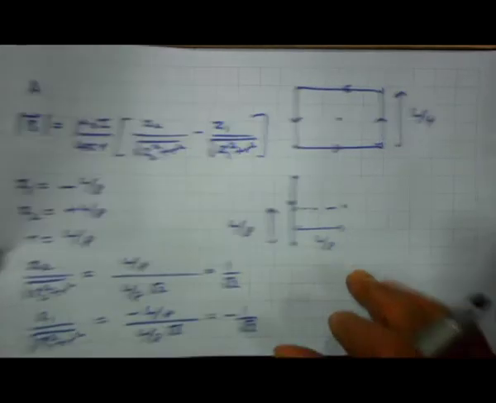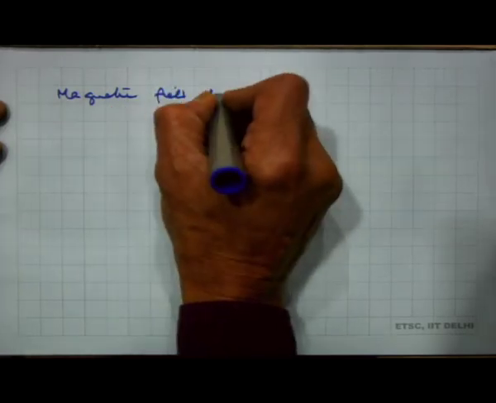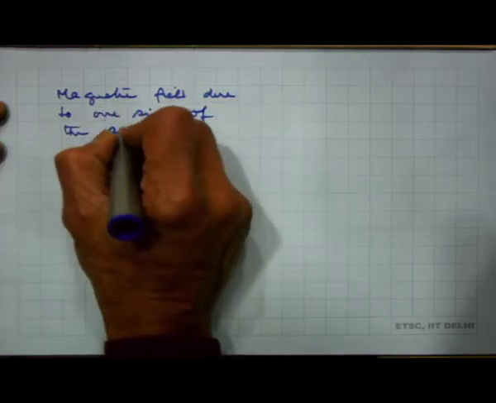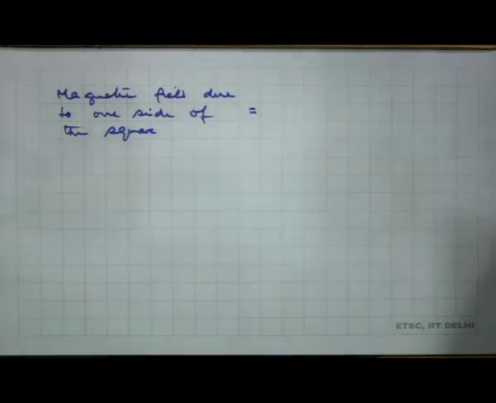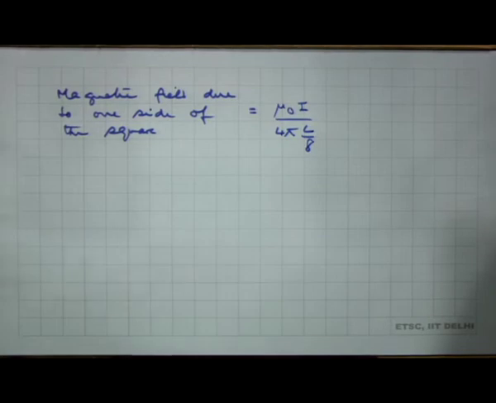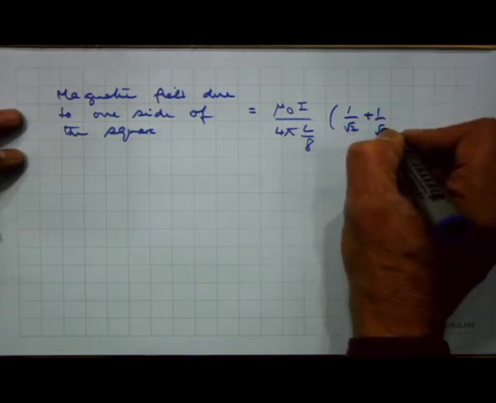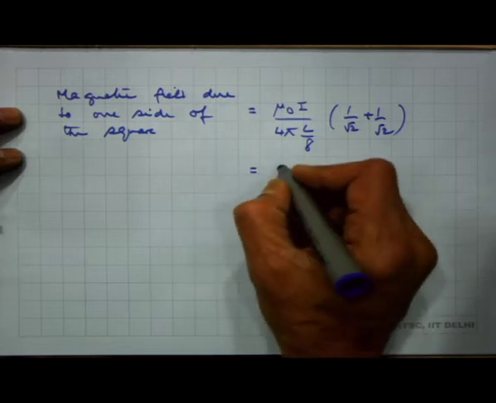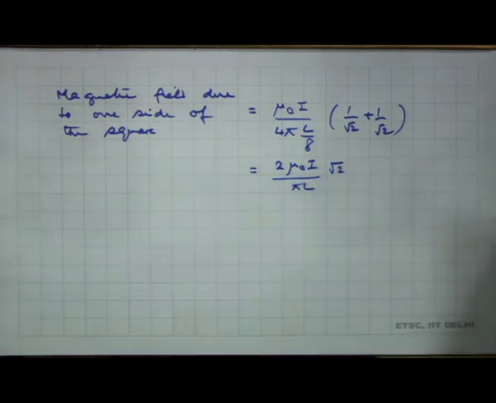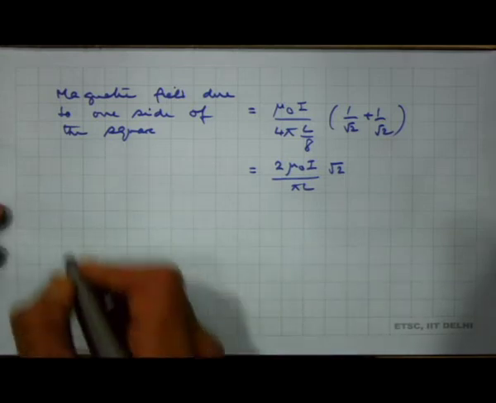So, the total magnetic field due to one side of the square will be equal to mu naught I by 4 pi into L by 8. Remember, r is L by 8, and then I have 1 by root 2 plus 1 by root 2, which is equal to 2 mu naught I by pi L into root 2. So, this is 2 by root 2, which is root 2, and I have 2 mu naught I by pi L into root 2.